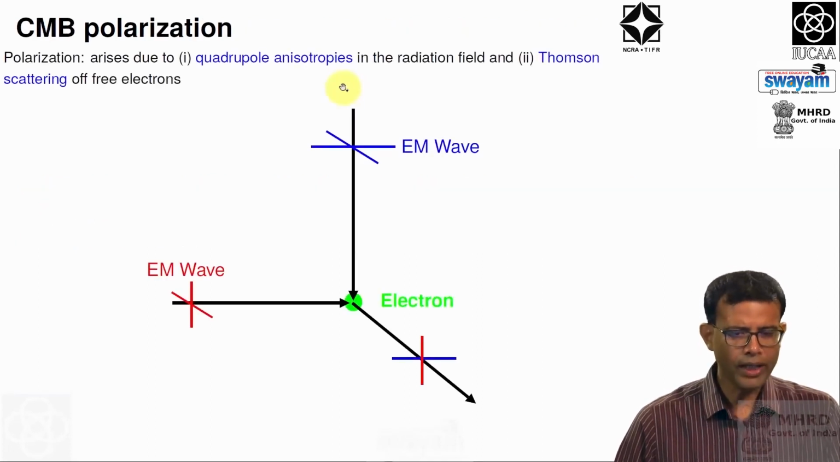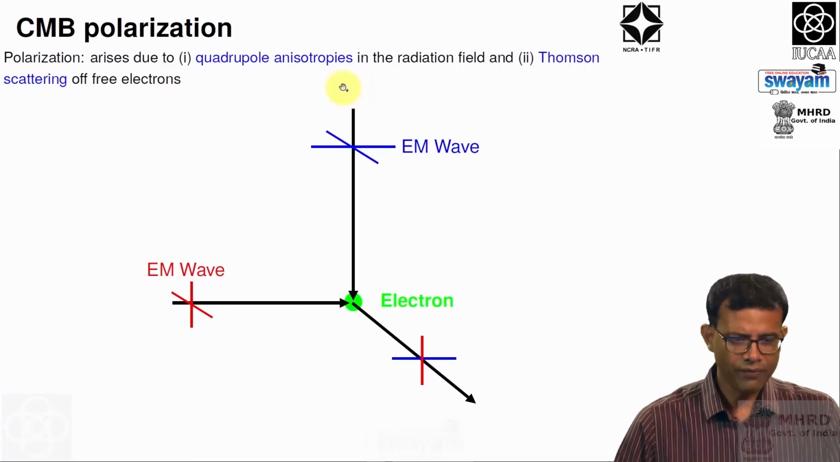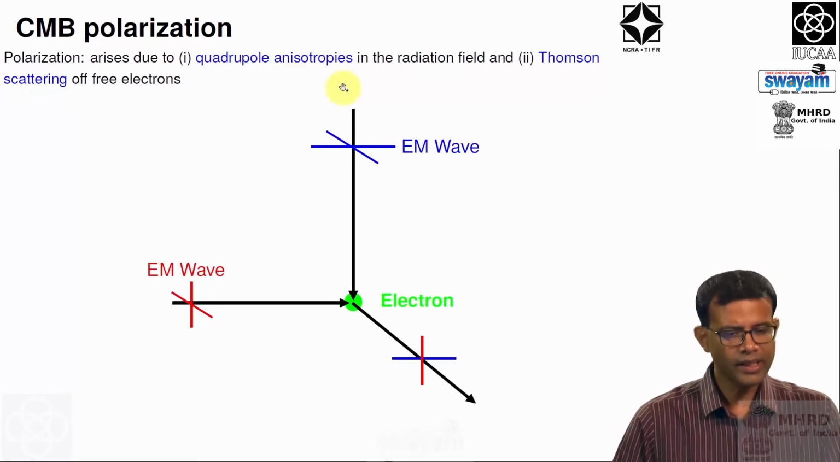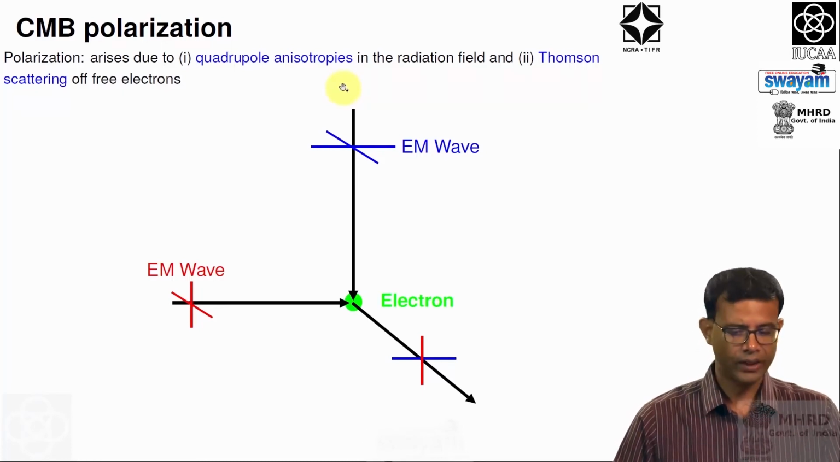Till now we have been talking about the temperature anisotropies, the variation of the temperature across the sky, but there are other observables of CMB which have to do with the polarization. So, the CMB radiation is polarized, and this polarization arises due to the existing quadrupole anisotropies in the radiation field, and of course, the Thomson scattering of free electrons.